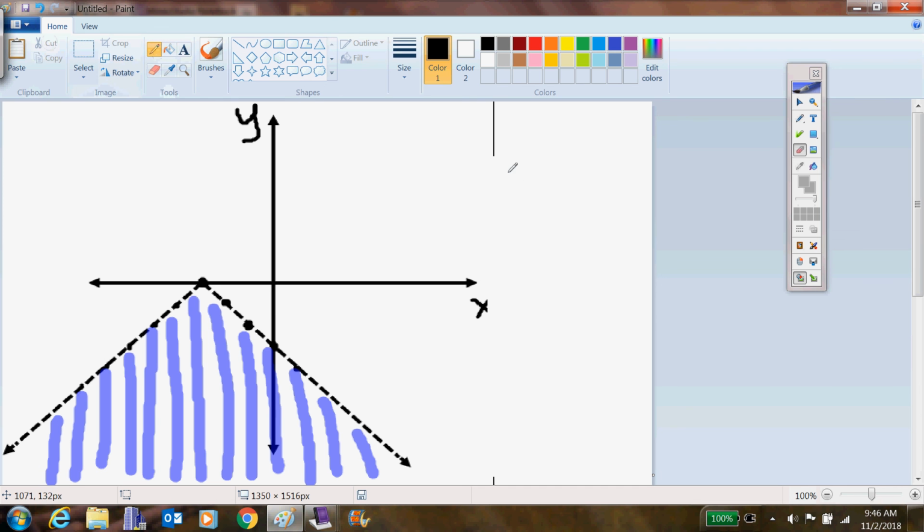What was our equation again? Y is greater than x minus 2. And so our minus 2 was here. And then we were going which way? Up 1 over 1. So like this, and then up 1 over 1. So it was here. And is it dashed or solid? Dashed, yes.